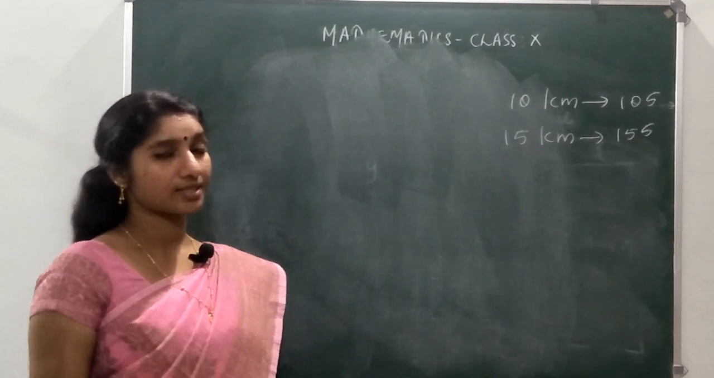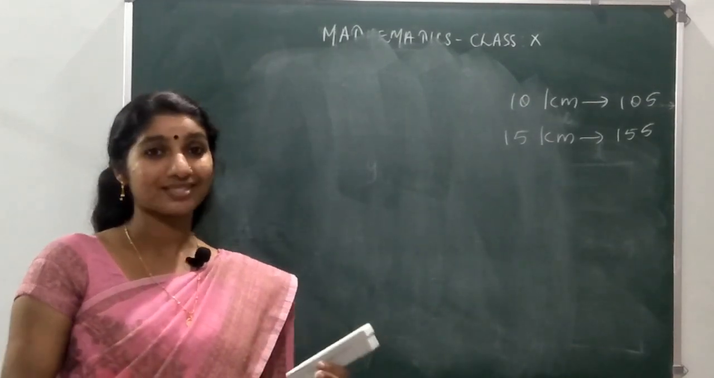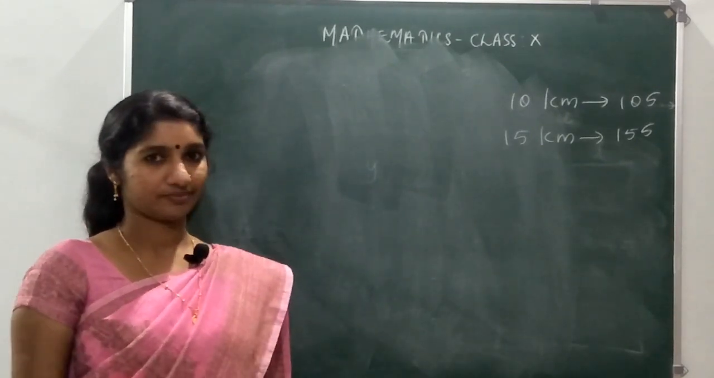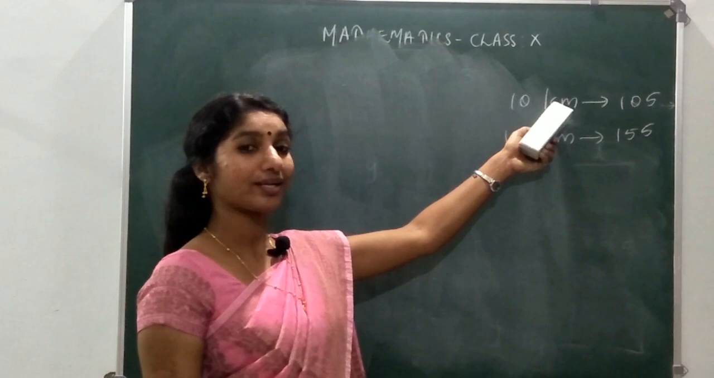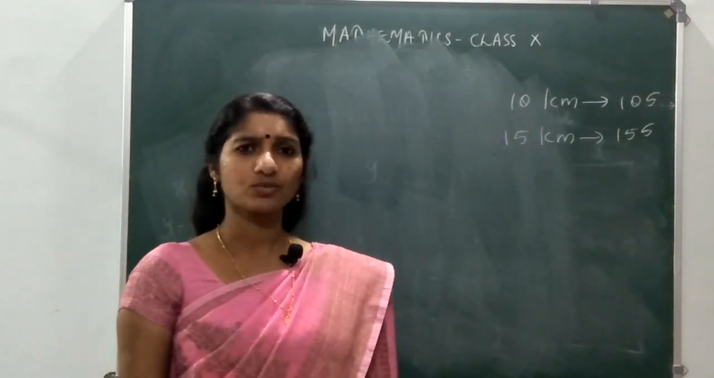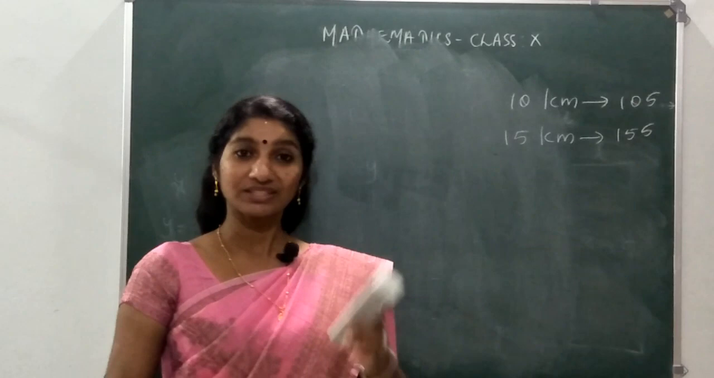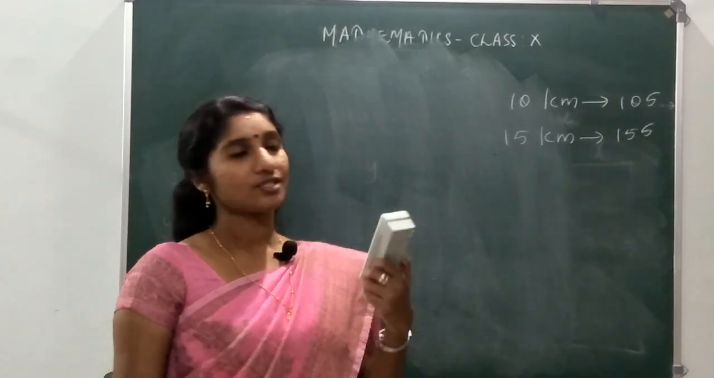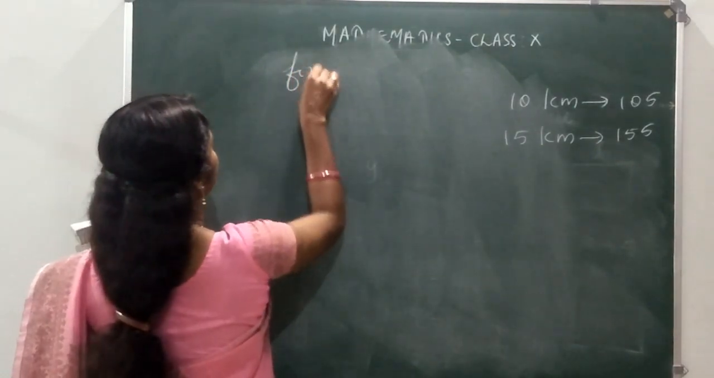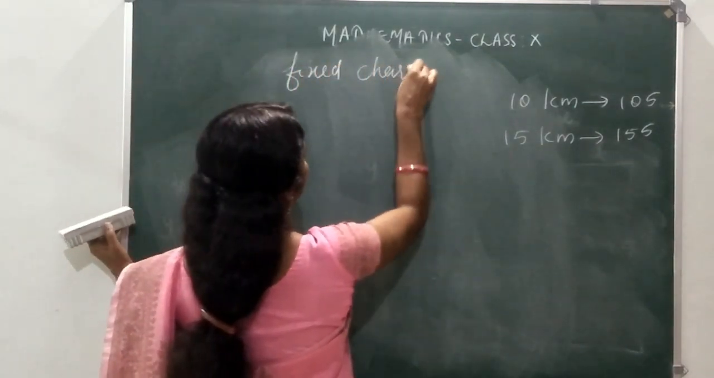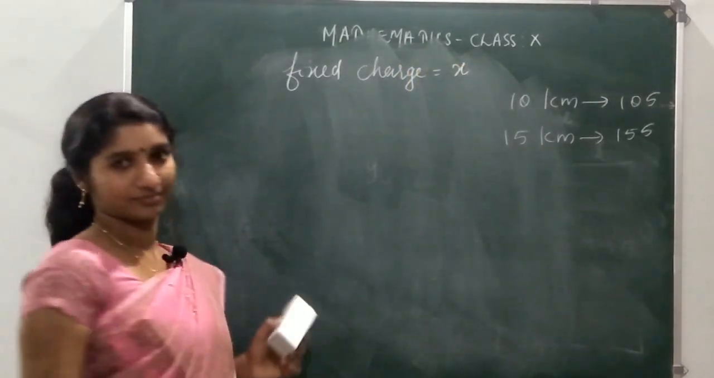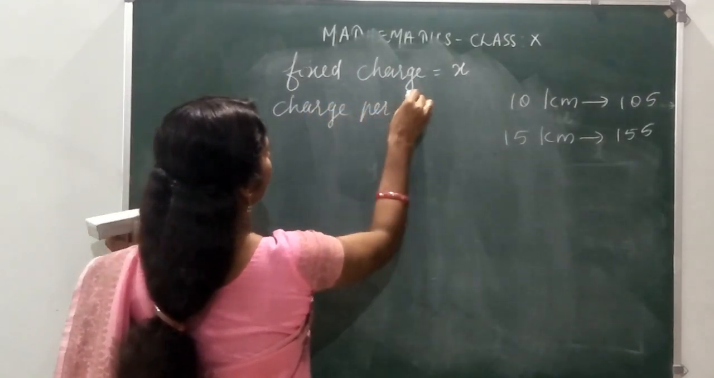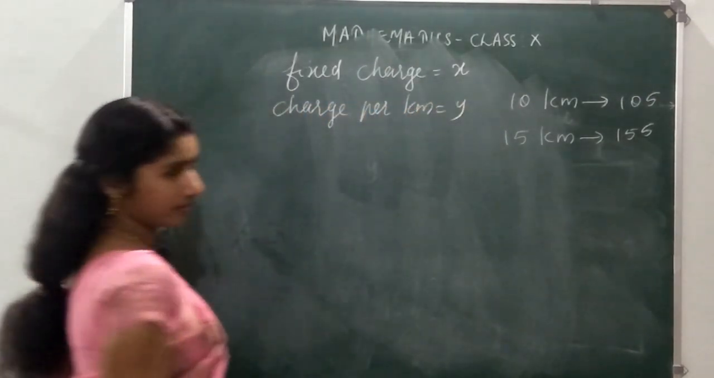How is this 155 coming? Fixed amount plus extra charge according to the kilometer. And the same way, for 10 kilometer 105 rupees. How is this 105 coming? Fixed amount plus additional charge for 10 kilometer. So we can take the fixed charge equal to x, and the charge per kilometer, we can take it as y.